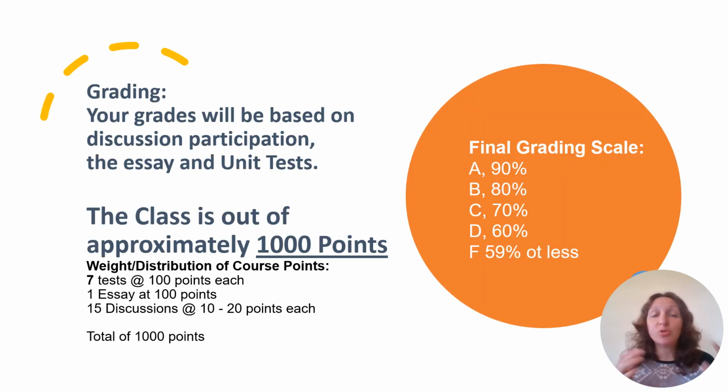Okay, so your grade, like we just talked about, there's about 7 tests, 1 essay, and then 15 discussions that range from 10 to 20 points. This totals up to about 1,000 points. Now, because some of the discussions are a little bit more or less, or one might drop, the class might only be 985 points, but we're going with somewhere around 1,000 points. That fluctuates.